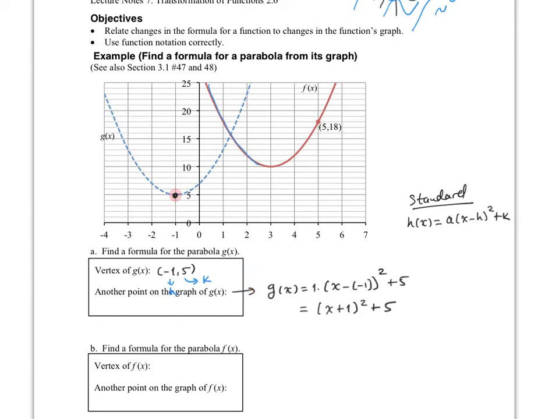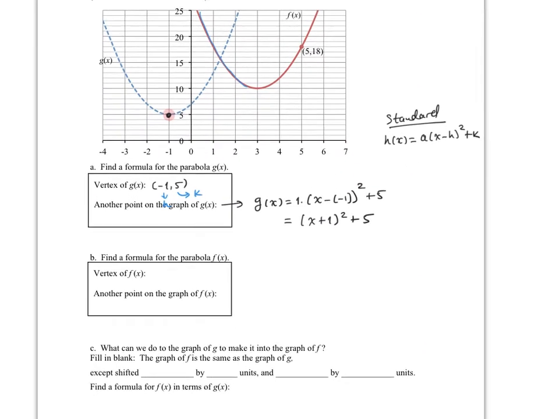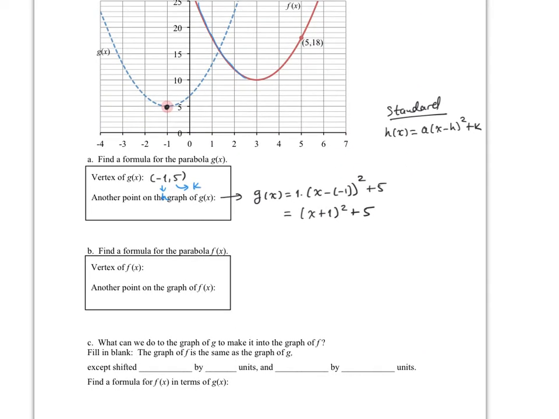Alright, if we do the exact same thing for f of x, notice that the vertex for f of x is this one, which is 3, 10. So if we use the same formula, which is this, here the function for f of x is going to be (x minus 3) squared plus 10.